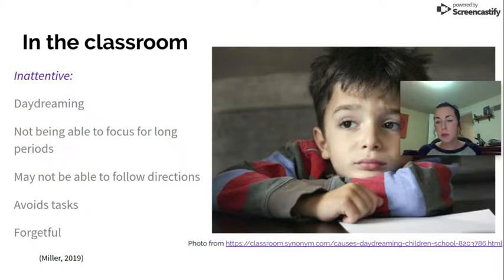This type of person, you might catch them daydreaming a lot, not being able to focus for long periods. They may not seem to be able to follow directions. He or she might avoid tasks, and he or she might be forgetful. So, somebody with the inattentive type is just that. They have a hard time paying attention. So they might be quiet. It looks like their mind's kind of somewhere else.